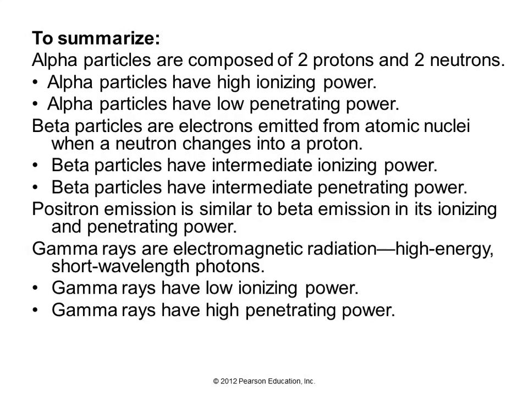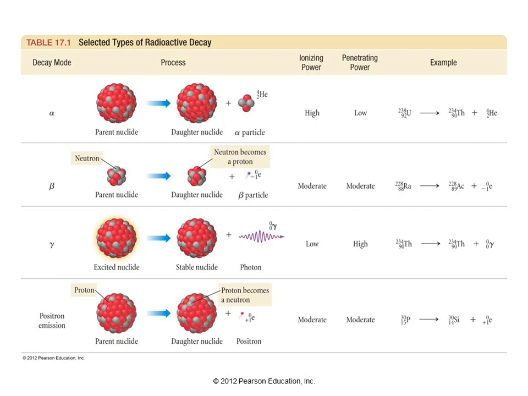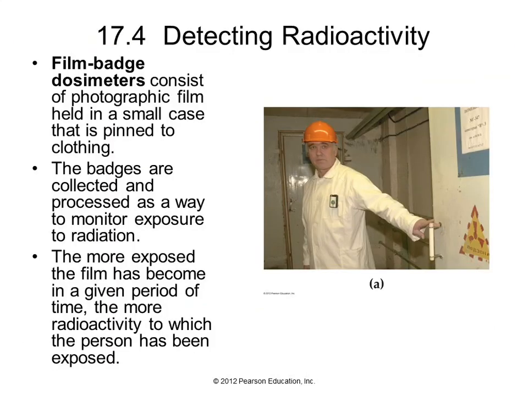So here's a summary of all that stuff, which you can read. And this table also gives a summary. These are the four different types of radiation we've talked about: alpha, beta, gamma, and positrons. What we really need is some examples. We'll have to make those up in a few minutes.